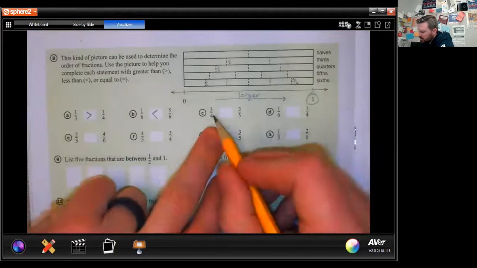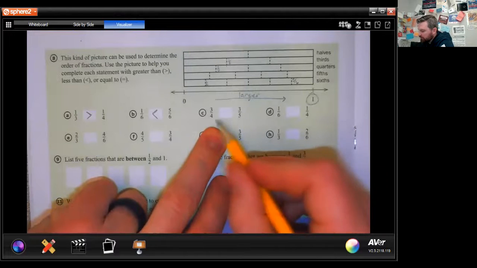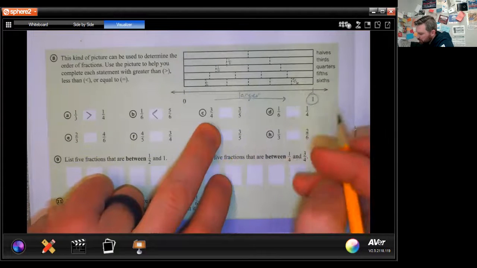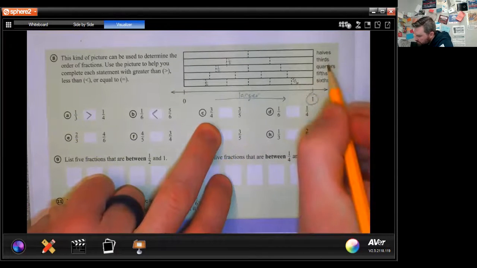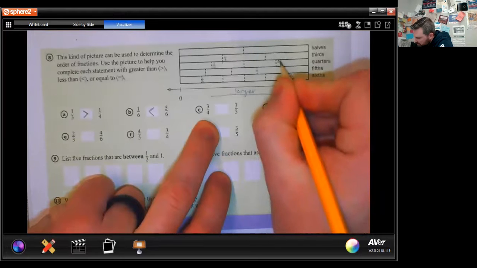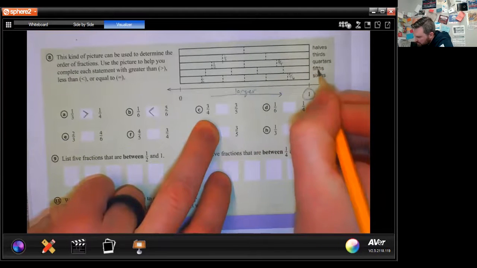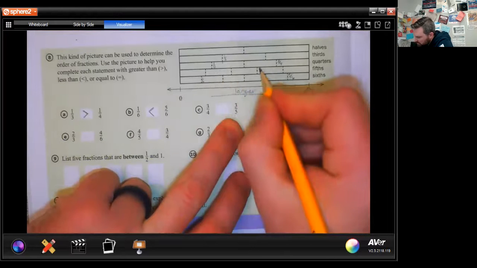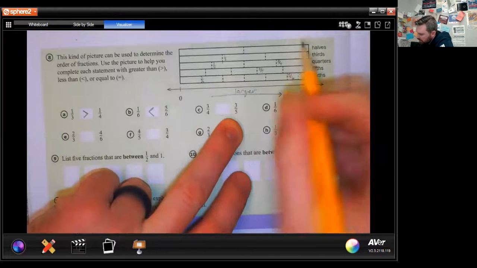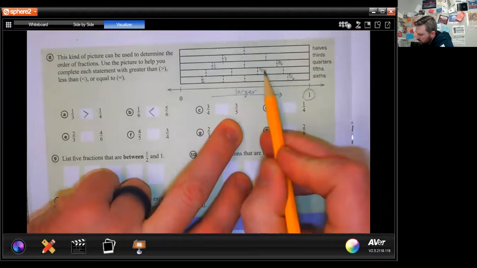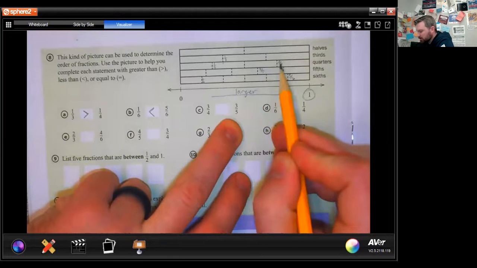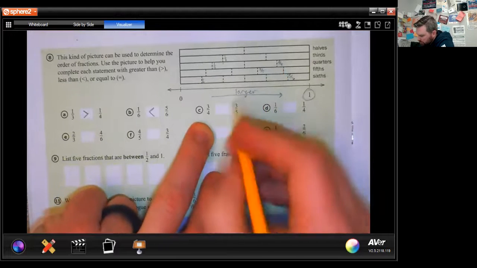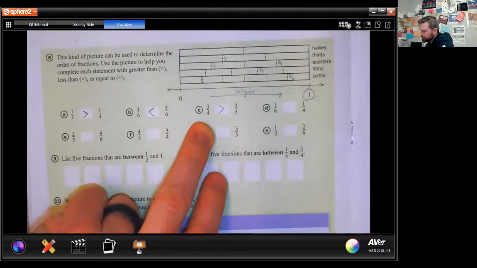Okay, this one's hard because the bottom numbers are different. So you have 3 over 4, so 3/4, and here's fifths, and you have 3/5. So 1, 2, 3/5. Okay, so here's 3/4 and 3/5. 3/4 is further to the right, so it is bigger, so you have greater than.